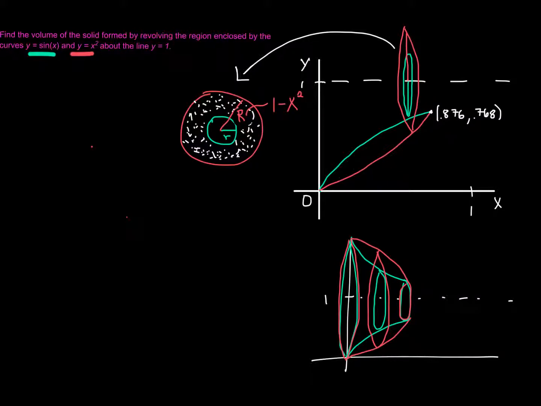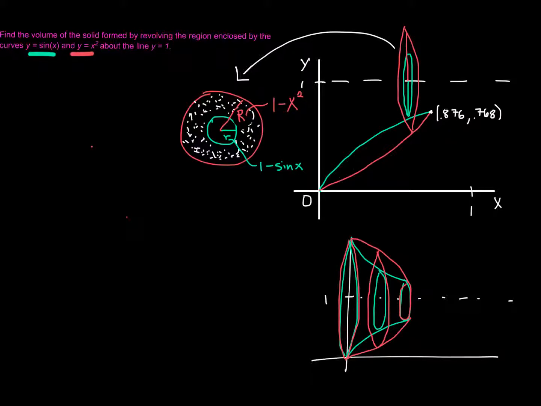Lowercase r is pretty much the exact same reasoning. It's going to be the vertical distance between the line y equals 1 and my green curve here, y equals sine of x. So that's going to be the difference between the y-coordinates, so it'll be 1 minus sine of x.